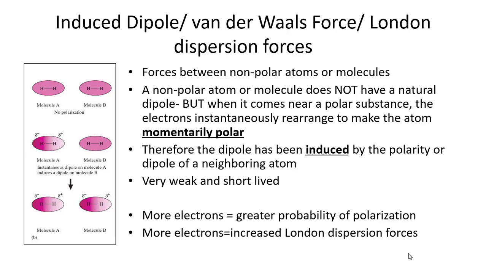Something to note, though, is that the more electrons you have, the greater your odds of polarization. Meaning, if we look at helium, it only has 2 electrons. But if we go down the periodic table, neon, argon, krypton, xenon, radon, we're getting more and more electrons, which means the more electrons you have, the more they can move from one side of the atom to the other. Therefore, you're having increased strength of these forces. You'll have a larger induced dipole or a larger van der Waals force amongst the molecules or atoms.